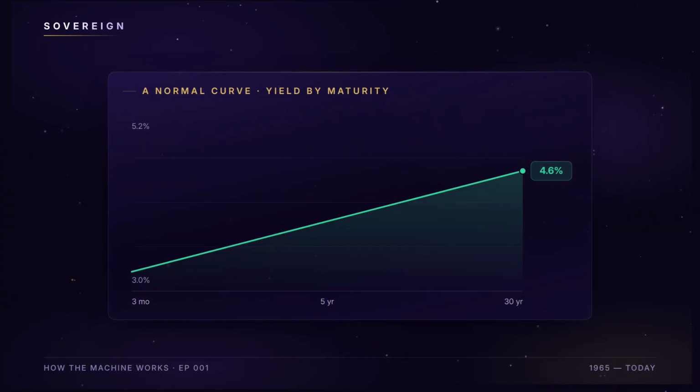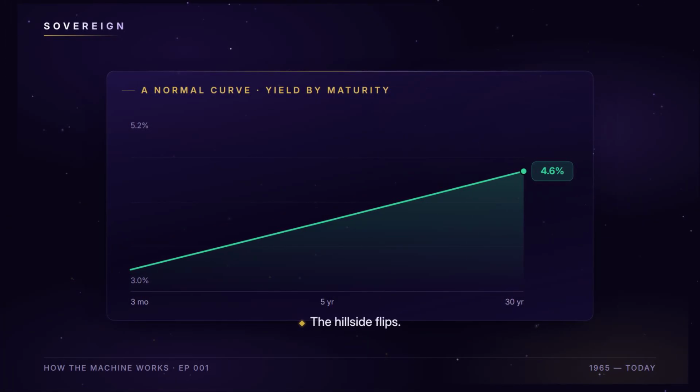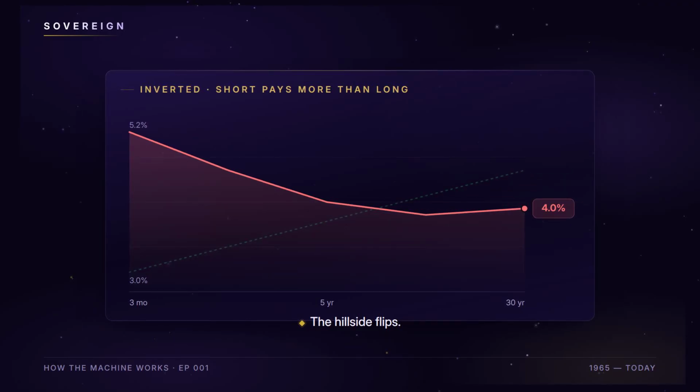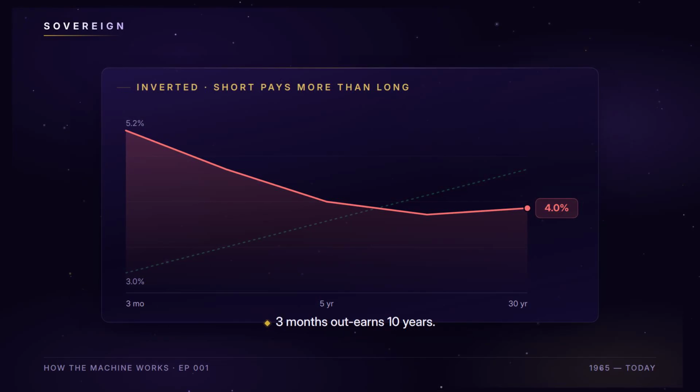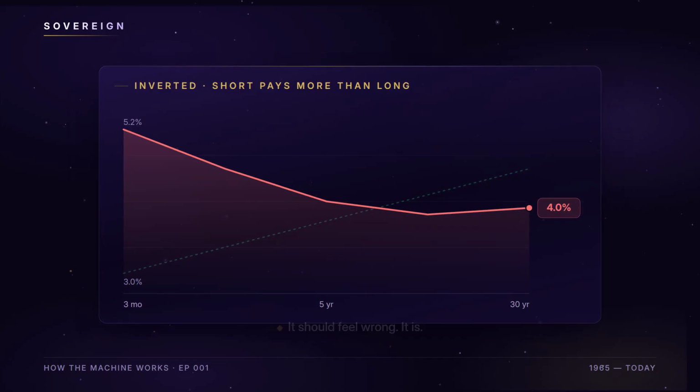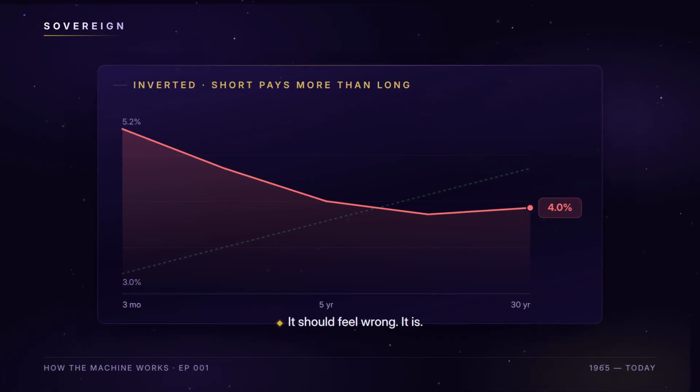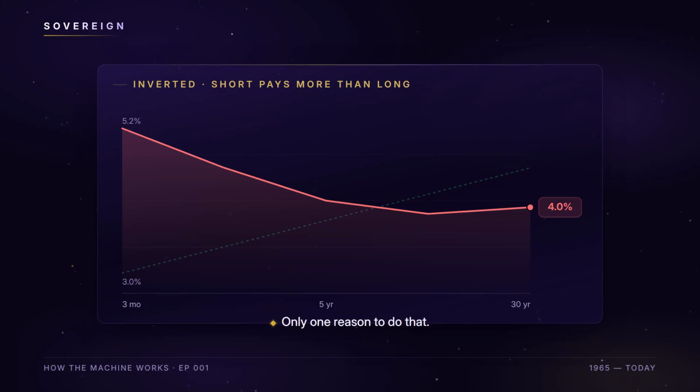Now the strange event. Sometimes the hillside flips. Short-term money starts paying more than long-term money. Lending for 3 months earns you more than lending for 10 years. That's called an inversion, and it should feel wrong, because it is. Investors are accepting less for a decade of risk than for a season of it. There is only one reason to do that. They believe rates, and the economy underneath them, are heading down, and they want to lock today's income before it disappears.